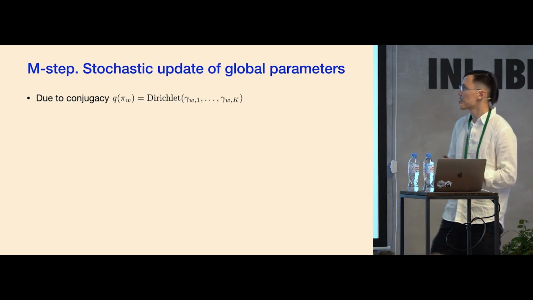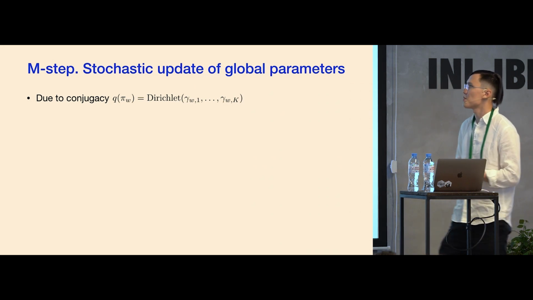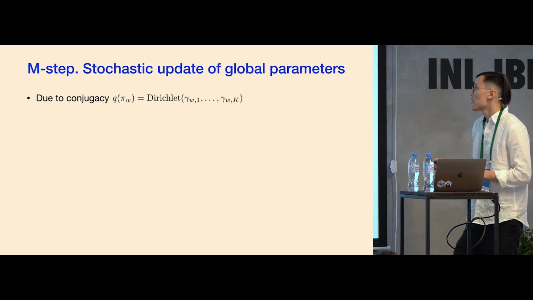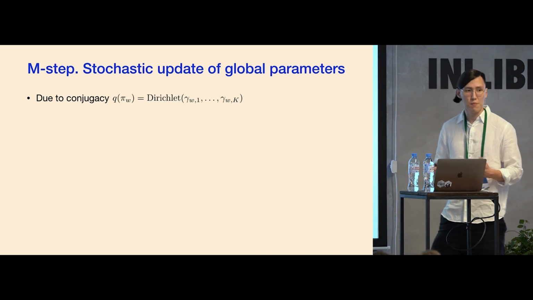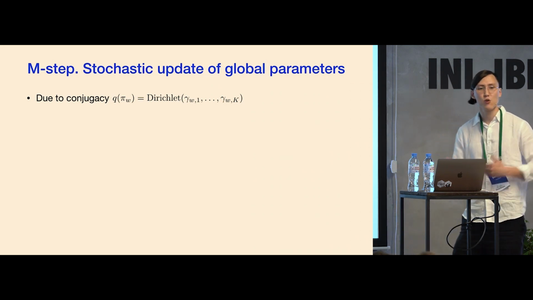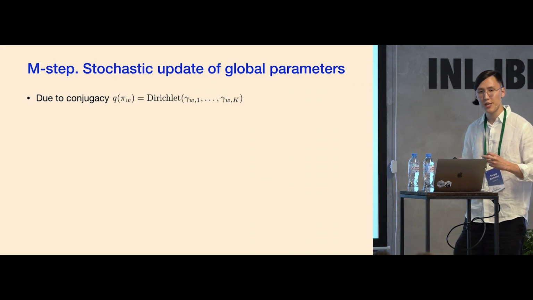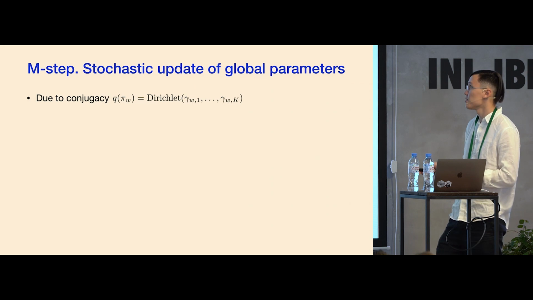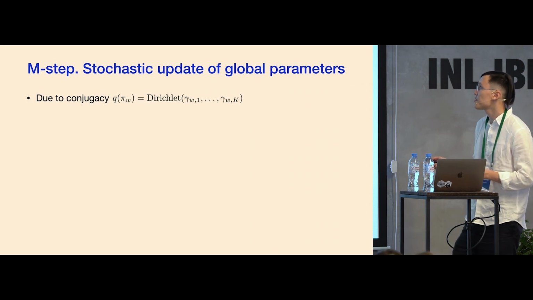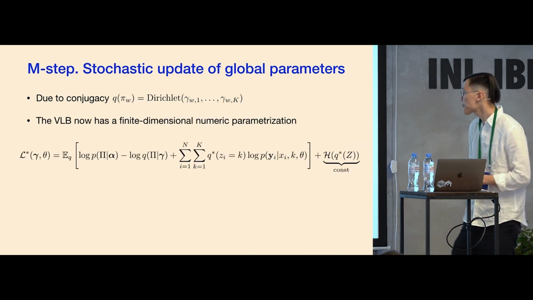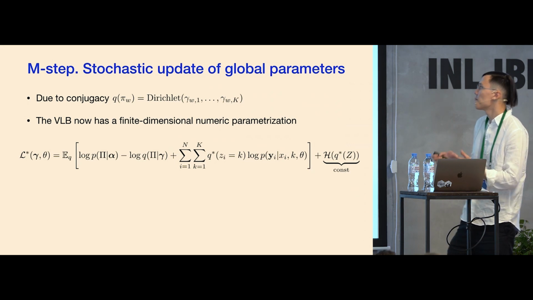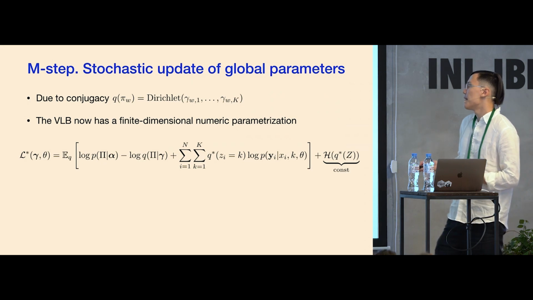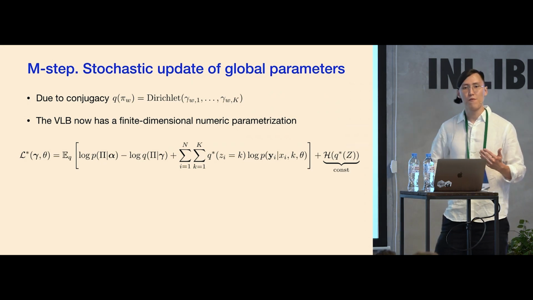For this, we need to first make a few observations. First, Q of pi for each word will have the Dirichlet form, because, as we just discussed, Dirichlet is a conjugate prior for categorical. So the approximate posterior, given by minimization of the KL divergence, will also be a Dirichlet distribution. And since Dirichlet distribution is parametrized in a certain way, now our lower bound is a function of numeric parameters.